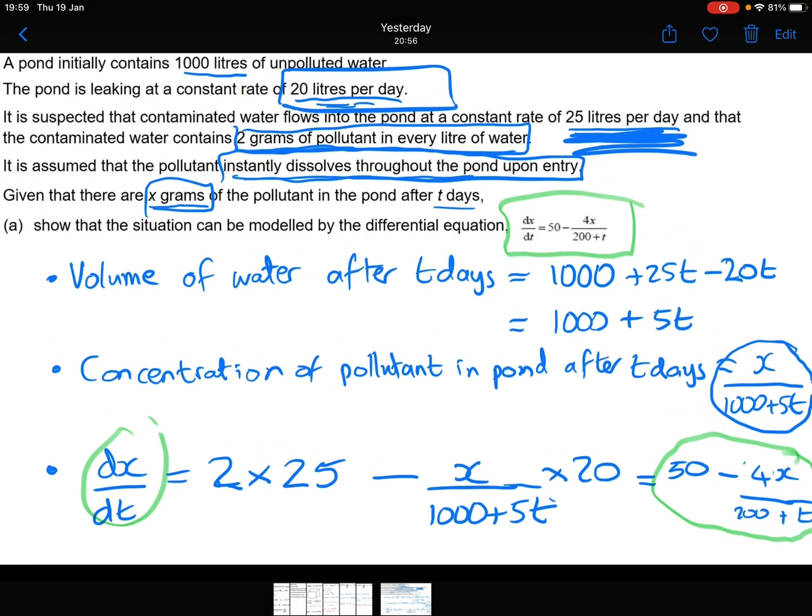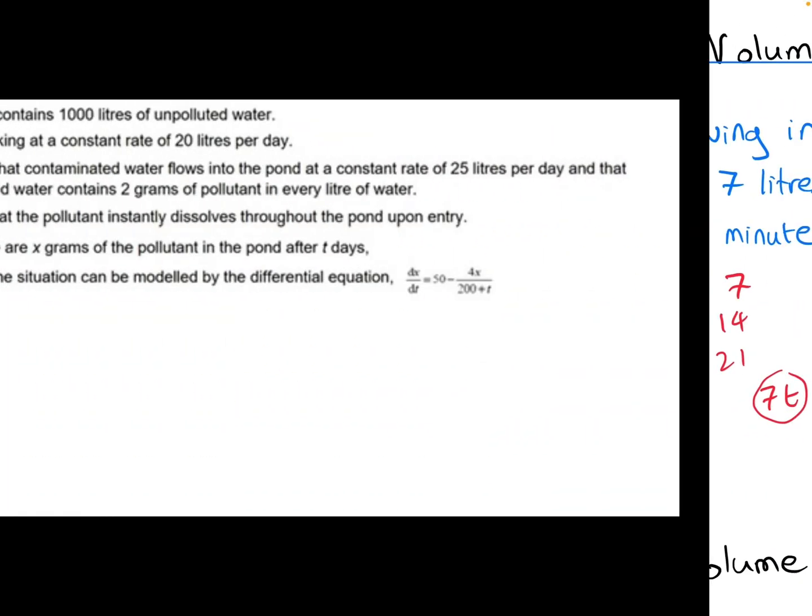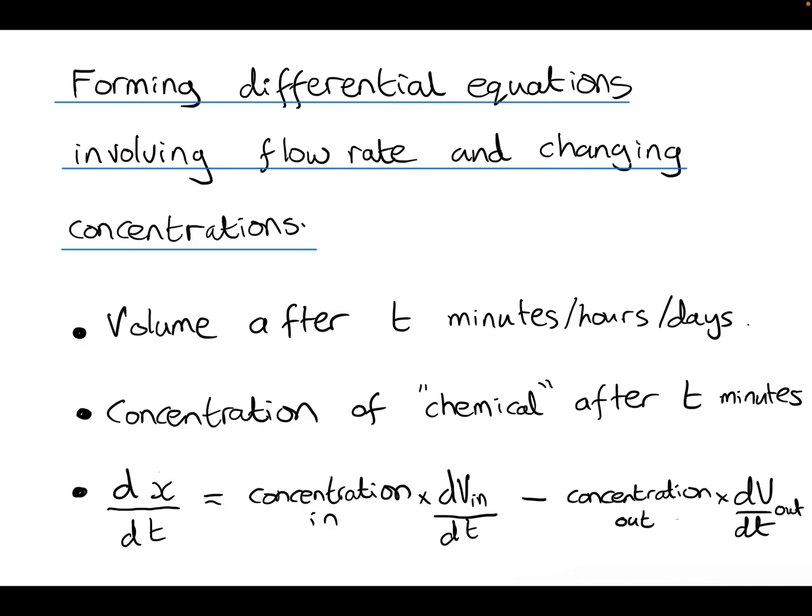We've shown the formula. That's the thing that I find students tend to struggle with on these sorts of questions, because it is a complicated process and quite difficult to do. But if you follow these 3 steps: find the volume of the liquid or gas or whatever it is after t minutes, hours or days. Then find the concentration of the chemical or whatever it is inside that liquid or gas after t minutes, so just do the quantity you're looking at divided by the volume. And then just multiply the concentration by the flow rate. And then in, take away, out.